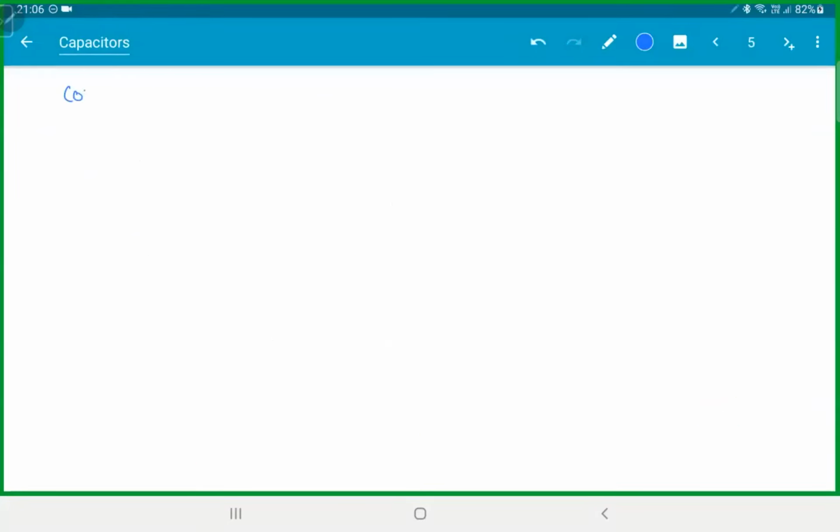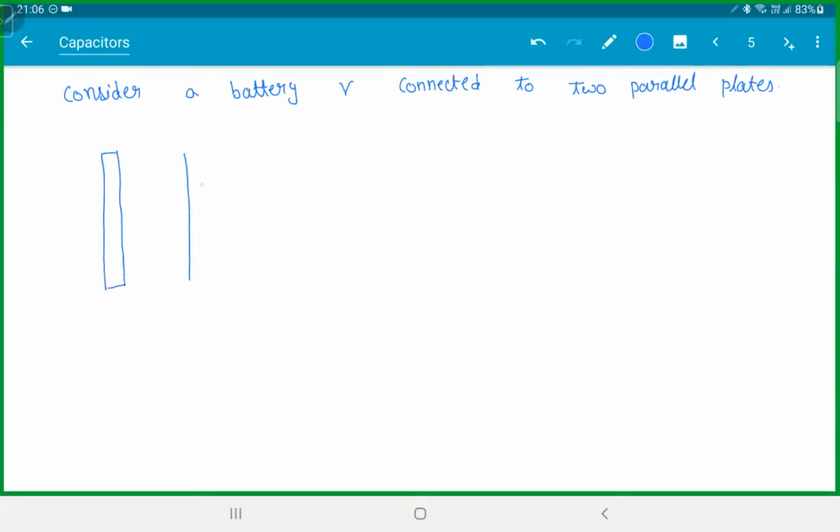Now listen carefully. How does this capacitor work and how does it store energy? Consider a battery V connected to the two parallel plates. Now see what happens here. The moment you connect a battery here, this is the positive terminal, this is the negative terminal. The electrons sitting in this plate get attracted by this positive terminal. So electrons will rush through the battery and will get accumulated here.